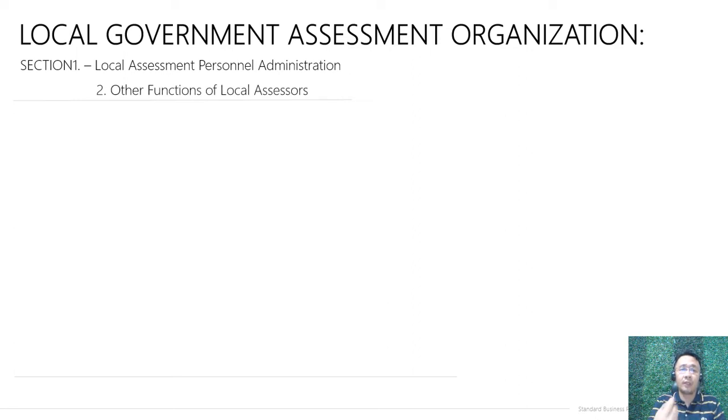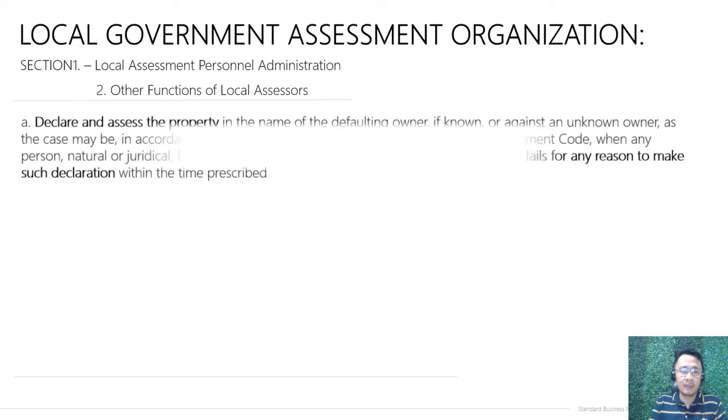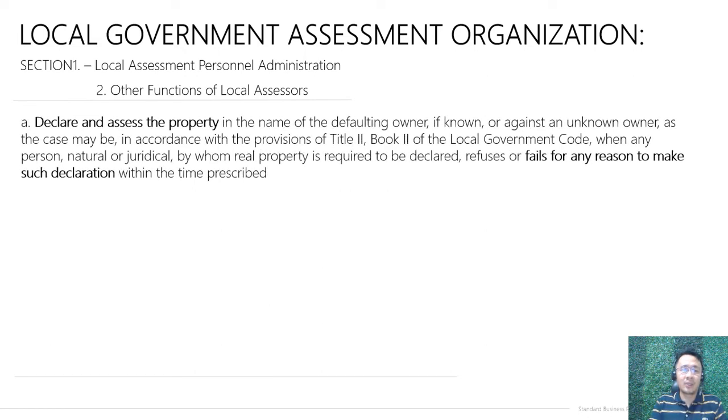So, what are the other functions of the local assessors? The local assessor should also declare and assess the property in the name of the defaulting owner, if known, or against an unknown owner, as the case may be, in accordance with the provisions of Title 2, Book 2 of the Local Government Code, when any person, natural or juridical, by whom real property is required to be declared refuses or fails for any reason to make such declaration within the time prescribed.